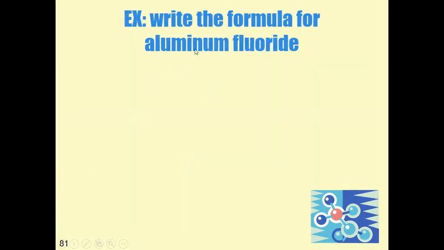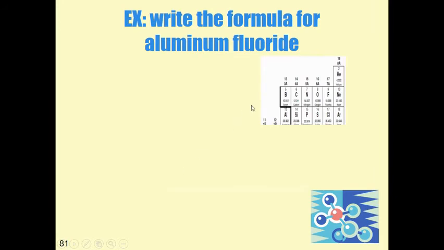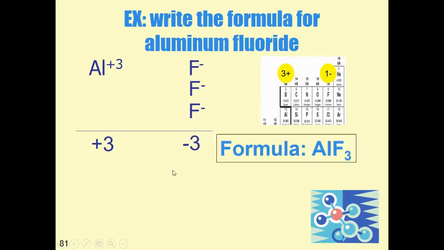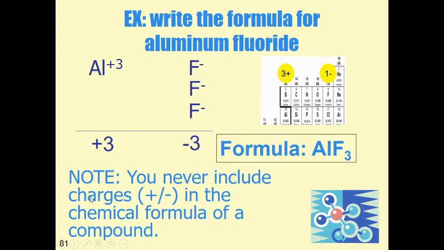Okay, let's do this for aluminum fluoride. First thing you do is identify that this is an ionic compound. Because it's an ionic compound, we worry about charges. Aluminum on the periodic table has a charge of +3. Fluoride has a charge of -1. So you write those down. This side has a +3, this side has a -1. We need them to balance each other out, so we need to add 3 fluorines. So you have a -3 on this side and a +3 on that side. So our formula is AlF3. Remember, you never include the charges, positive or negative, in the actual chemical formula of a compound.